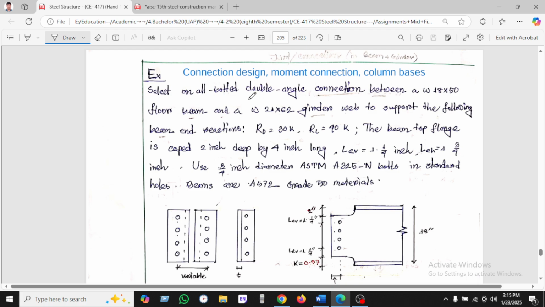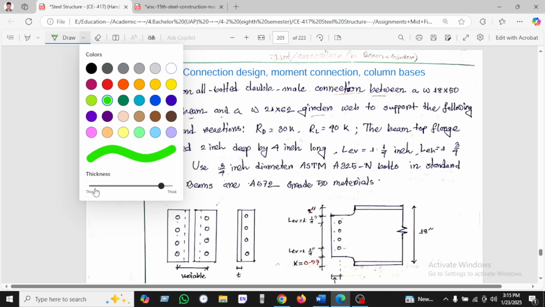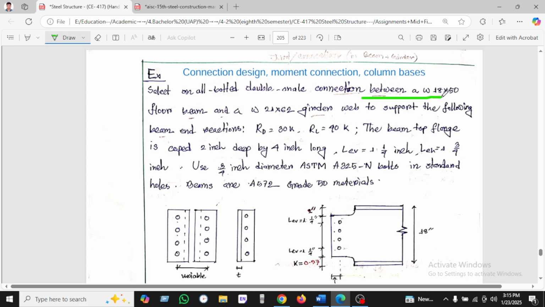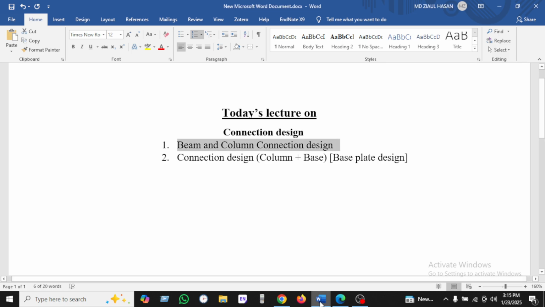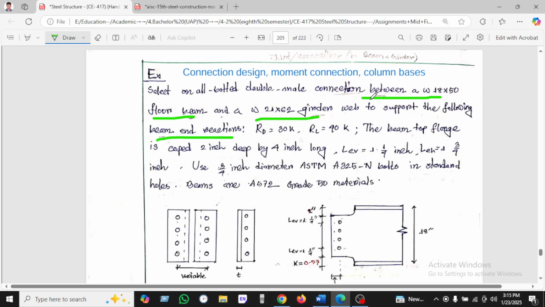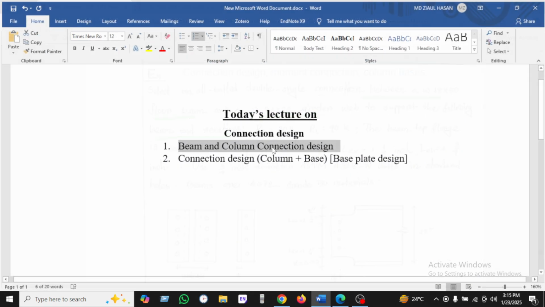Select an all-bolted double angle connection, which is given as double angle, between a W18x50 beam and a W21x80 girder, supported with the following beam end condition. So this is not a beam column connection design. It will be a beam to beam design, the double angle connection between them as given here.